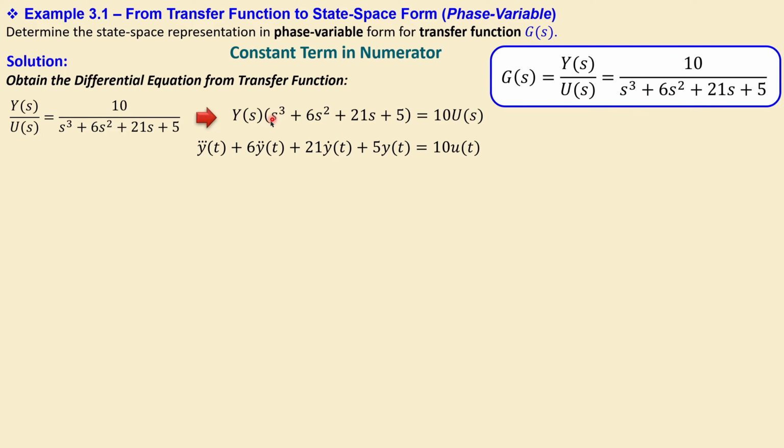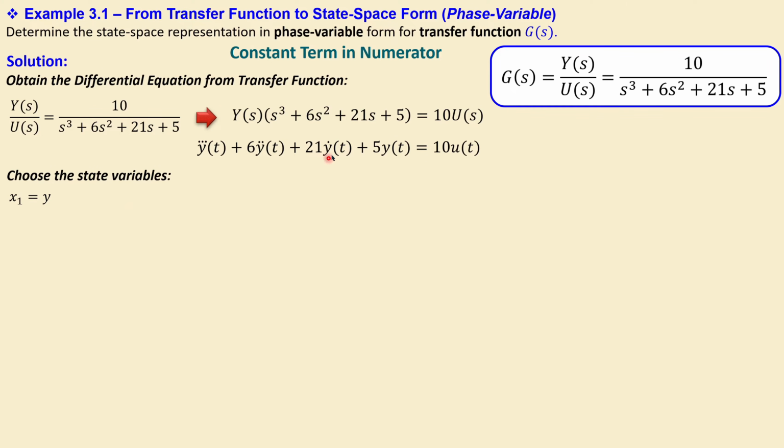So we have now the third derivative here, second derivative, the first and the 0 derivative of y here, and we have only the constant times the u, which is now here just itself without any differentiation. Now choose the state variables. We said we need to choose the state variables which are then differentiated.